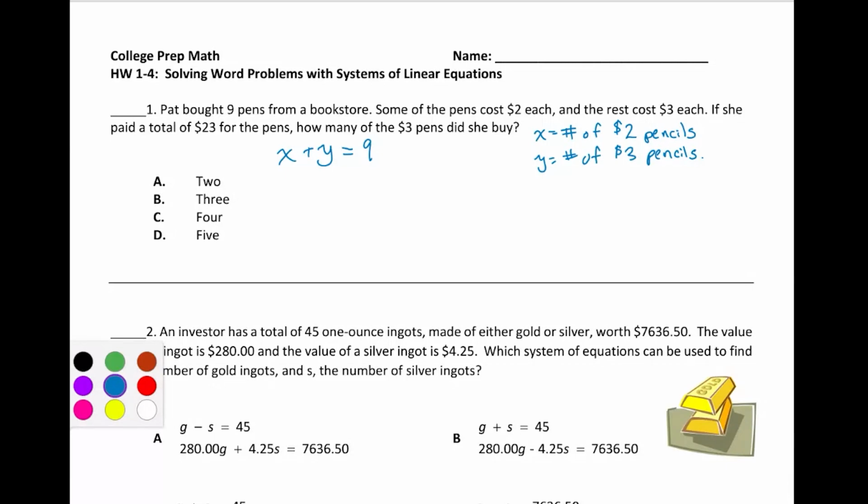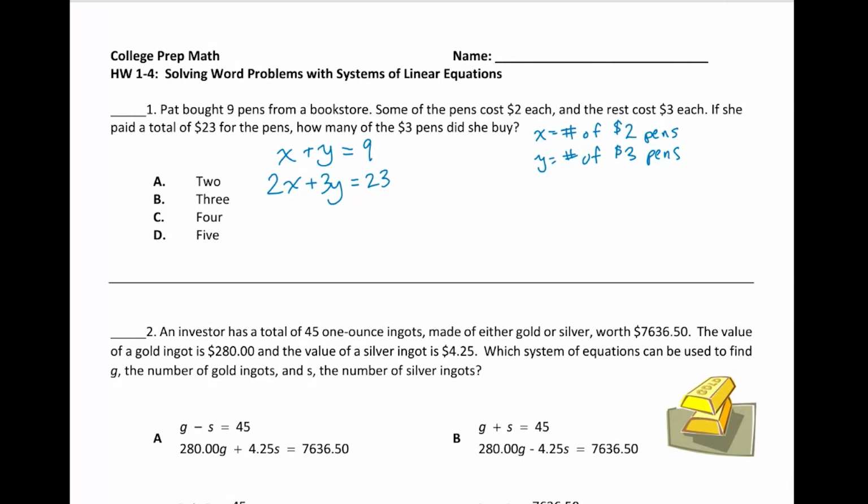Next, she said she paid a total of $23 for all the pens. So if the X pens cost $2, we'll multiply 2 times X, plus the Y pens, these $3 pens. Oh wait, they're not pencils, they're pens. Why did I call them pencils? $2X plus $3Y for a total of 23. So here's our setup.